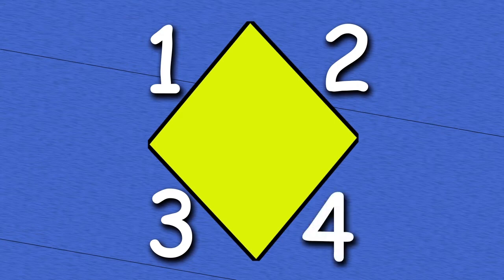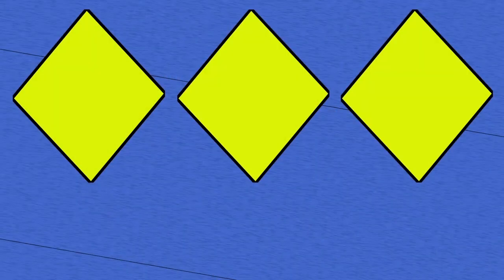There are 4 sides on the diamond, but Betty, if I remember correctly, there was more than one diamond. Yeah, so there are definitely more than 4 sides altogether. Look, there are the other diamonds that we played with. So, Betty, why don't we try to count all of the sides? Because we know there are 4 sides on a diamond. Let's see how many sides there are altogether.